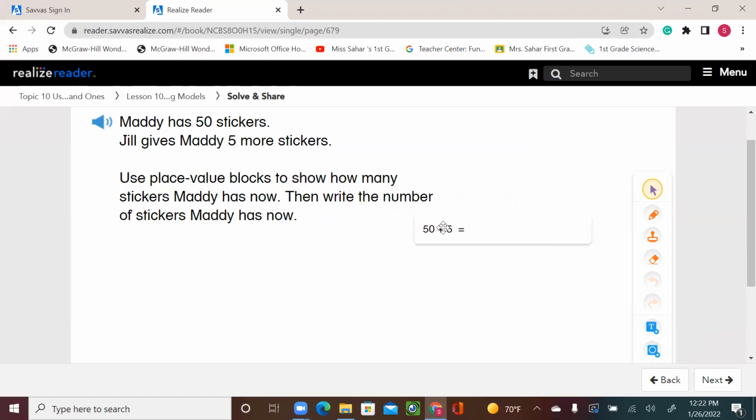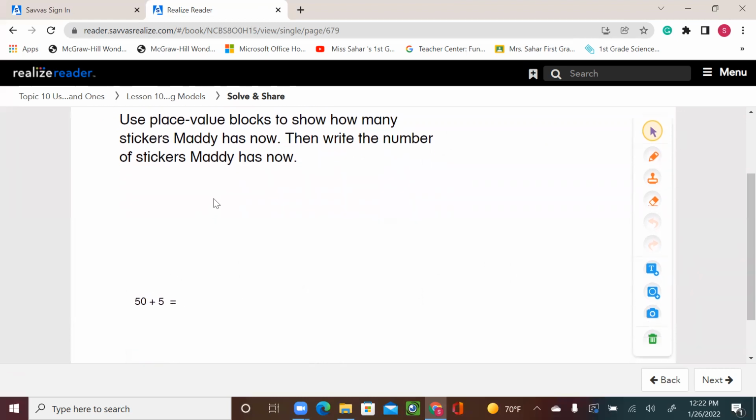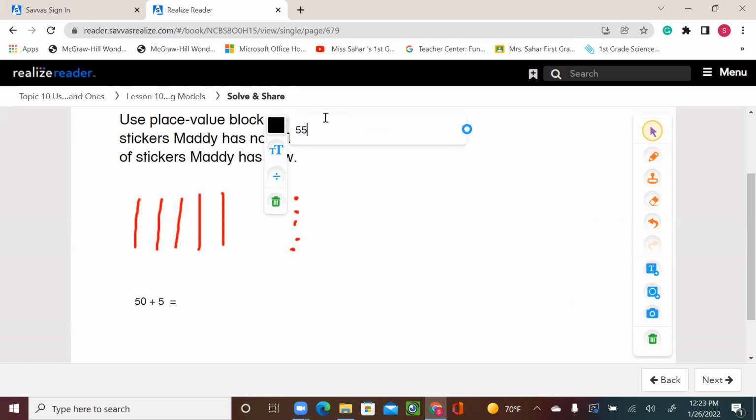Now I have to show this 50 plus 5. That means 5 tens. 10, 20, 30, 40, 50, and ones, 5 ones. 1, 2, 3, 4, 5. That's easy. So I have 10, 20, 30, 40, 50, 51, 52, 53, 54, 55. So 50 plus 5 equals 55. Let's put it down.